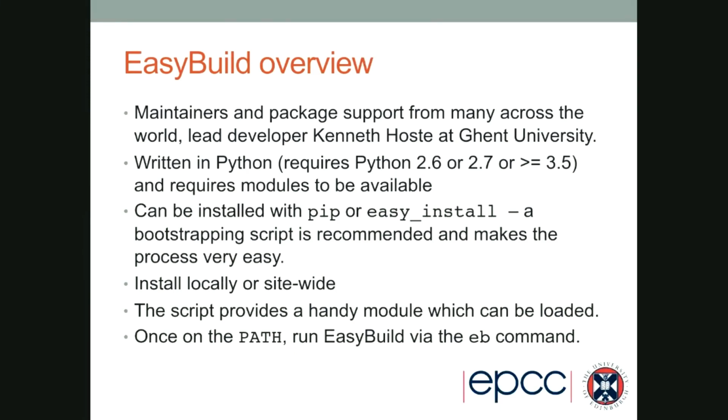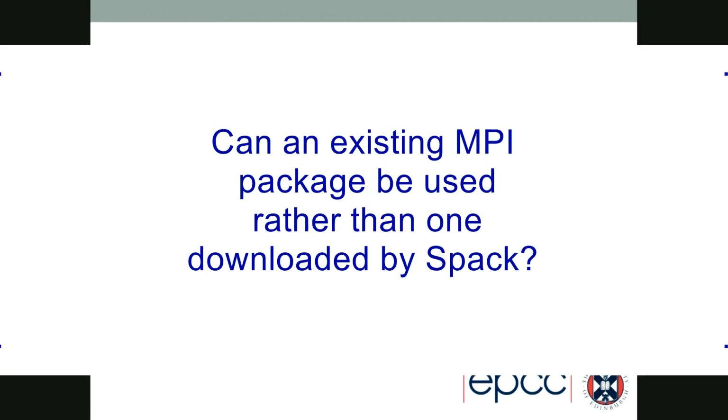Okay, so EasyBuild. Oh, and another question, can an existing MPI package be used rather than one downloaded by Spack? Yes, it can. So part of the Spack configuration would allow you to list any externally provided software. So this maybe would be if you're using HPE's MPI or Intel compilers or something, you can tell Spack, don't worry about installing MPI. There's an MPI module here, just load it and use that software instead.